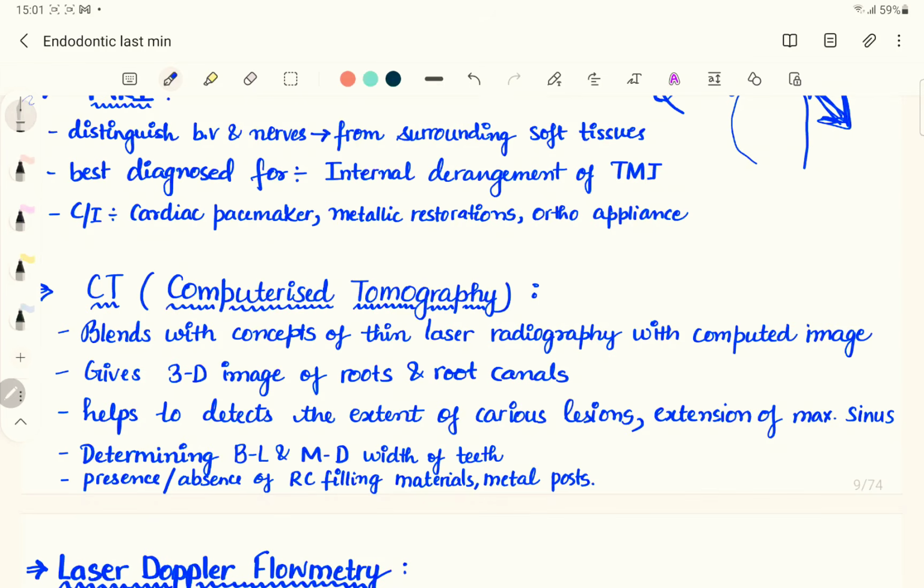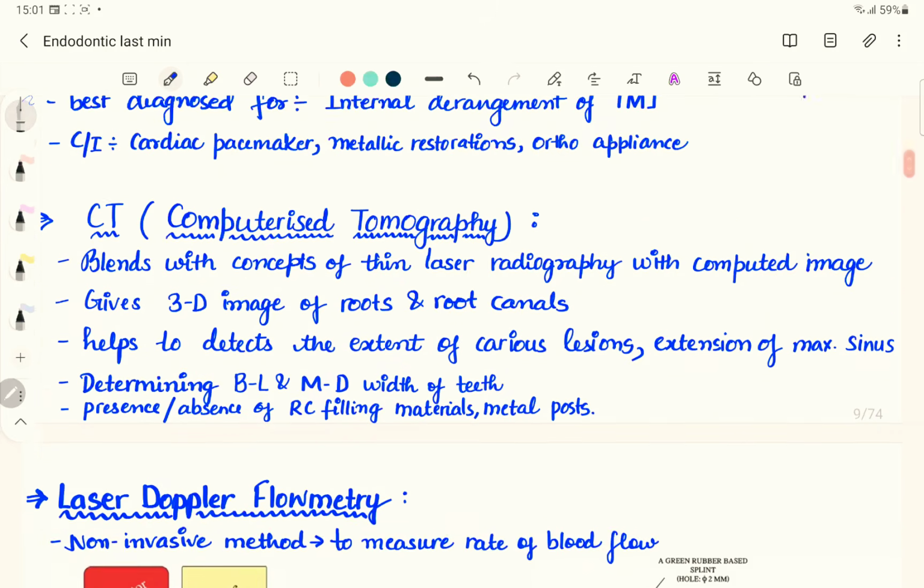Also, CT is used for implant purposes, so it helps in detection of the carious lesion as well as extension of the maxillary sinus. Along with that, it is used in determining the buccolingual and mesiodistal width of the teeth and of the canal anatomy also, and the presence or absence of root canal filling material or any metal post.